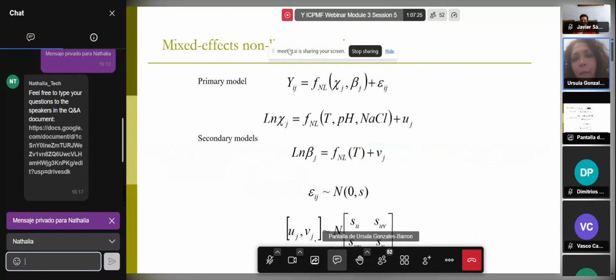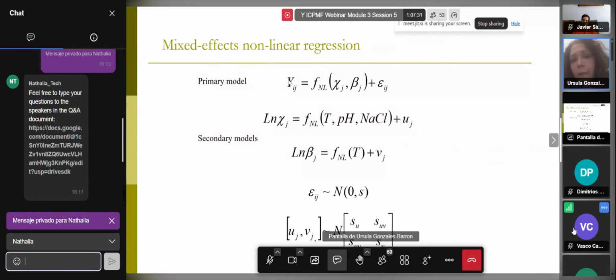Okay, so a mixed effect nonlinear model can be represented like this. In this case, you have a nonlinear function representing the primary model with 2 parameters. This is a Weibull model for decay, so you will have the T and the beta. And then you will have 2 secondary models, one model to describe T and the other model to describe beta. Both are represented by functions, in the first case of temperature, pH, salt, and the second of temperature.